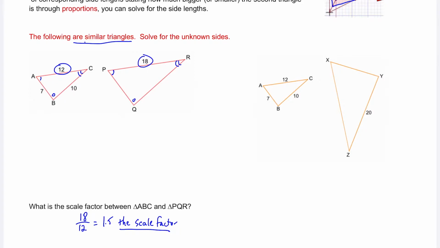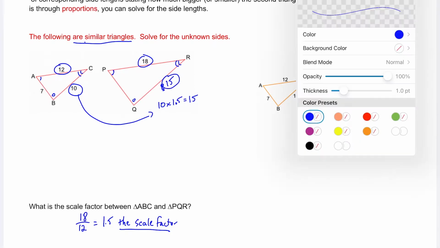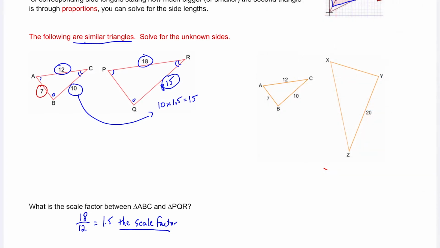So if we want to know this side length, we would take the 10 and multiply it by 1.5, because it's 1.5 times bigger, and we get 15. So this length right here is 15. And the 7 here, we multiply it by 1.5, and we get 10.5. And so that gives us the length of P to Q.